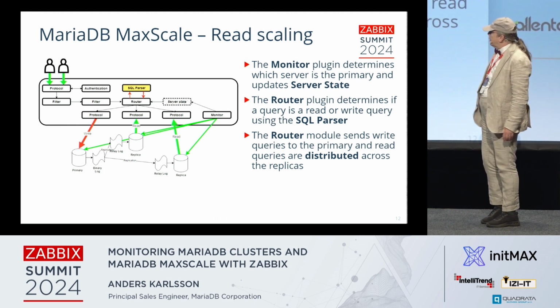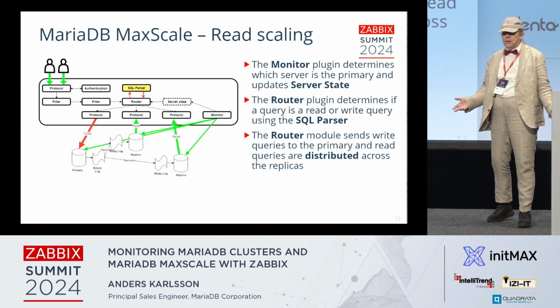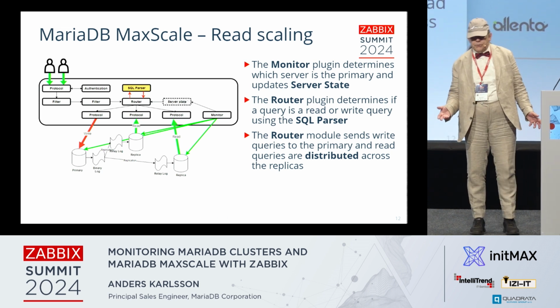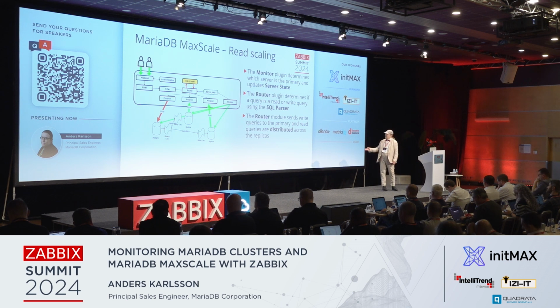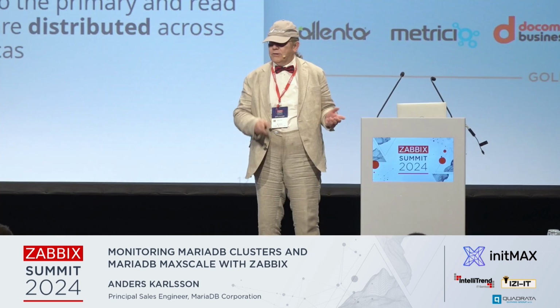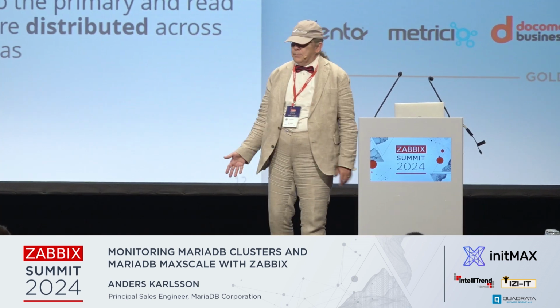So a request comes in, and there's a protocol, typically the MariaDB client protocol, which is what most people use, but there's actually a NoSQL protocol too. There are some other protocols being developed as we speak. We go through a couple of filters. There's a router that determines where traffic should go. Is it a read? It goes to one of the replicas. Is it a write? It goes to the primary server.